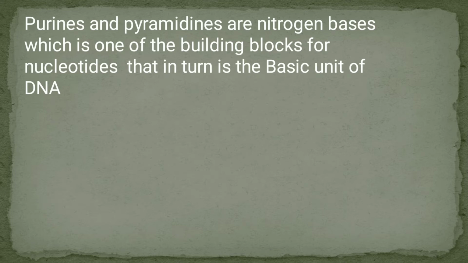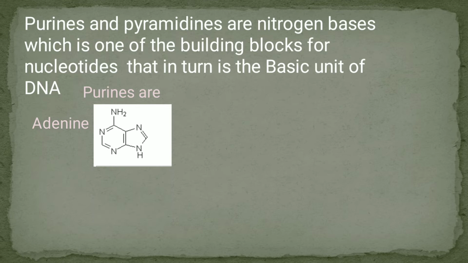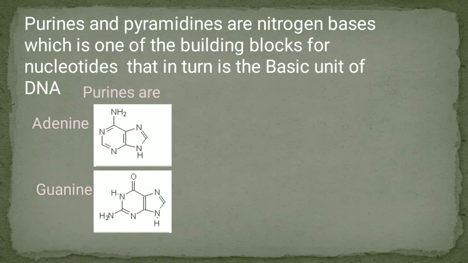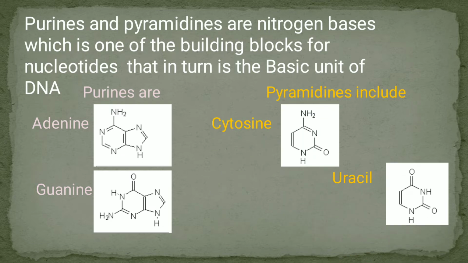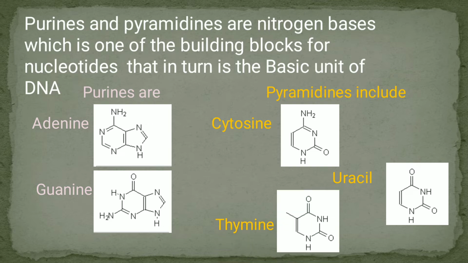So we know that purines and pyrimidines are nitrogen bases, which are one of the building blocks of nucleotides, which in turn are the basic unit of DNA. Purines are adenine and guanine. The pyrimidines are cytosine, uracil, which is present only in RNA, and thymine, which is present only in DNA.